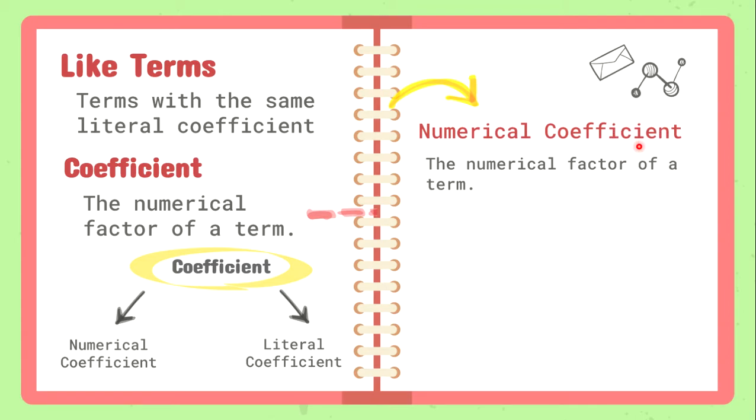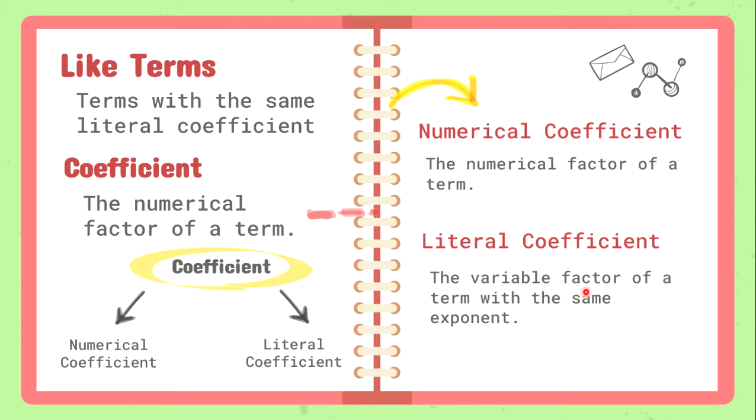So basically, this is really called the numerical coefficient. But when we are talking about just the coefficient itself, because it's mainly used in polynomials, that's pertaining to the numerical factor. Again, we are learning what literal coefficient is so we can add and subtract polynomials. The literal coefficient is the variable factor, that's why it's named literal. It is the variable factor of a term with the same exponent. Take note that they should have the same variable and the same exponent.